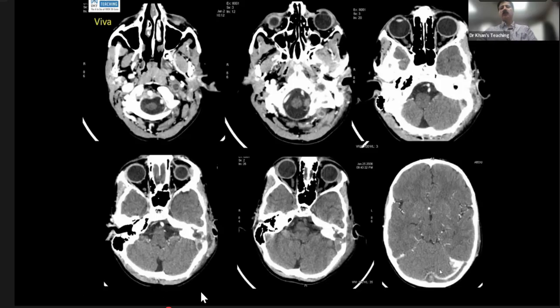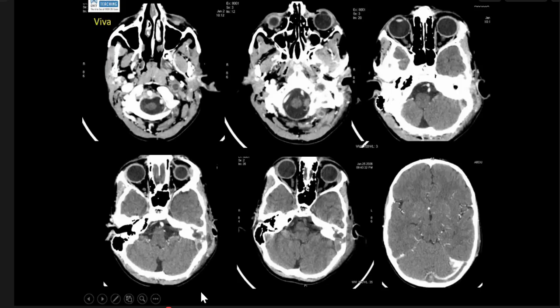So there is transverse sinus thrombosis. This is the jugular vein, and this is the jugular vein, and this is an extension of the same thrombus, which is extending into the jugular vein, which is in the carotid sheath.